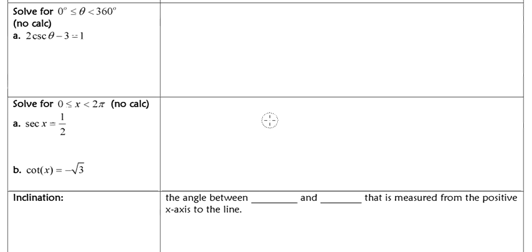Solve for theta when it is between 0 and 360 degrees, given the equation. And this one says no calculator, and so that's going to tip us off that we're going to be finding either a 30, 60, 90 right triangle, a 45, 45, 90 right triangle, or a quadrantal angle. And so let's go ahead and go through that. And so again, no calculator.